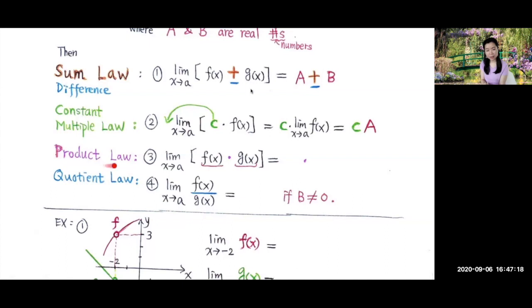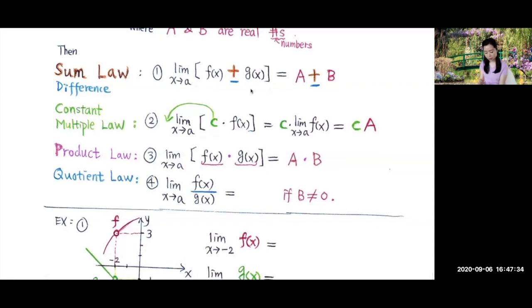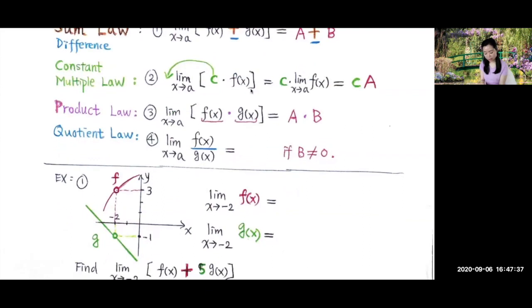The product law says that if you take the limit of the product, that's equal to the product of the limits. So that's equal to A times B. The quotient law says that if you take the limit of a quotient, then that's equal to the quotient of the limits, providing that both limits exist and the limit in the denominator is not equal to 0.